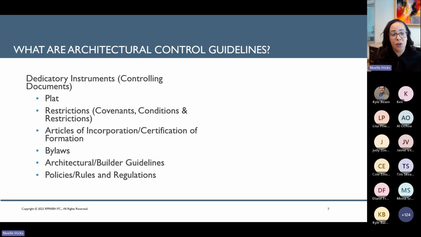We also will have the articles of incorporation or the certificate of formation. That's the document that actually creates the POA. The bylaws are documents that govern the actual governance of the POA. So those are the things that the board will actually look to determine how to govern itself. And then next on that list is the architectural or builder guidelines. So there's a bunch of other documents that hold a little bit more importance as far as the POA is concerned ahead of the architectural guidelines, but they're still very important. And then finally, you have rules and regulations and some policies. We've talked about those in other presentations, but today we're just going to focus on the architectural guidelines, because while those documents are not the highest priority, they're still very important.